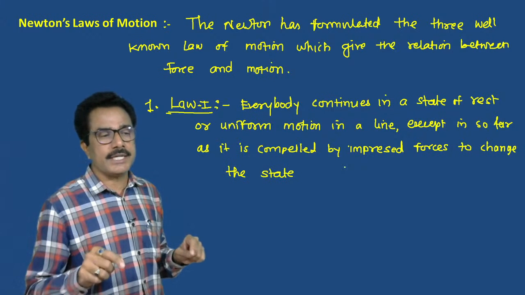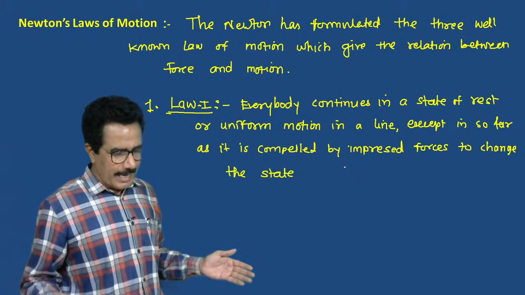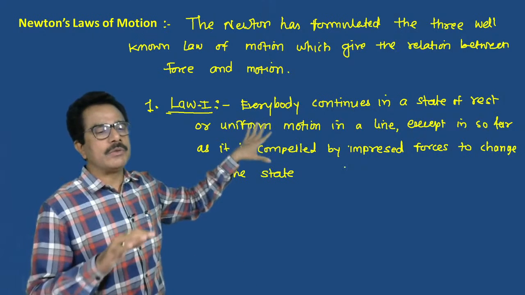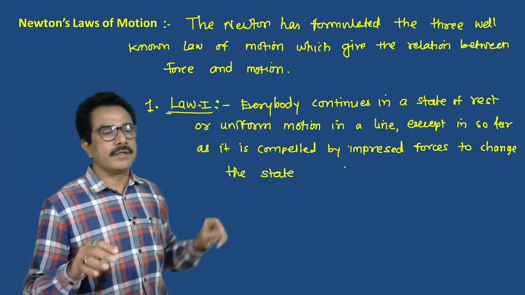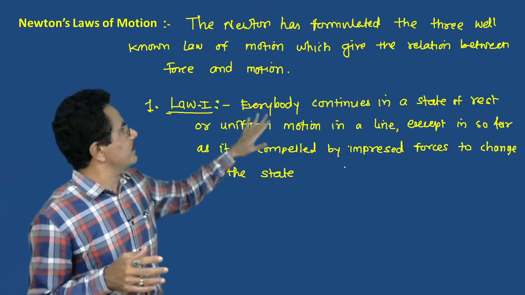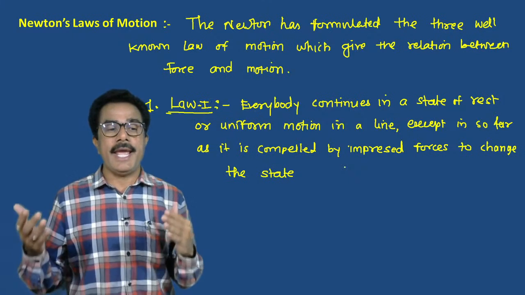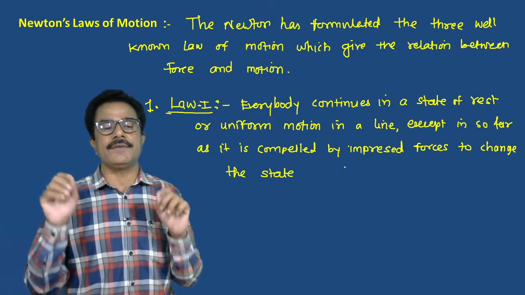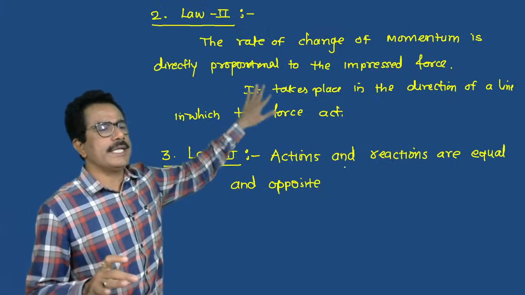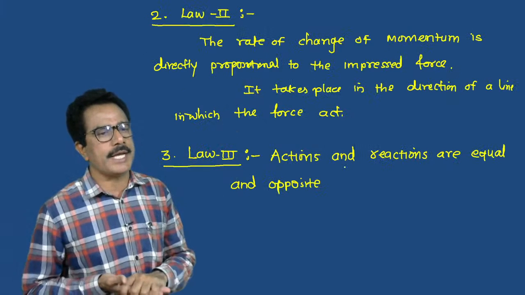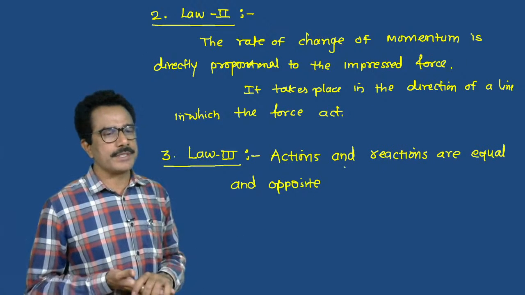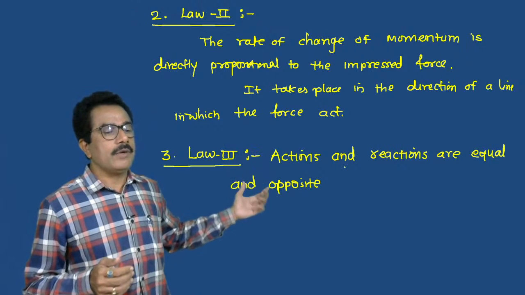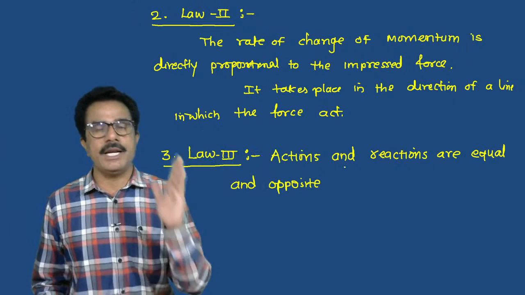Every body continues in a state of rest or uniform motion in a line except so far as it is compelled by impressed force to change the state. Second law tells us that the rate of change of linear momentum is directly proportional to the impressed force, and it takes place in the direction of the line of action of the force. Now third law: action and reaction are equal and opposite.